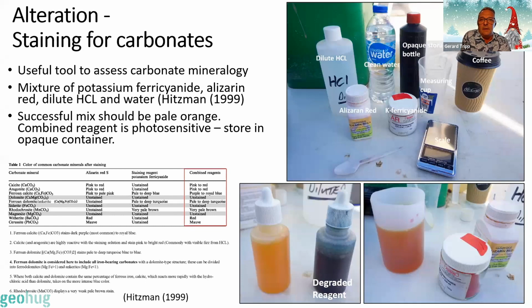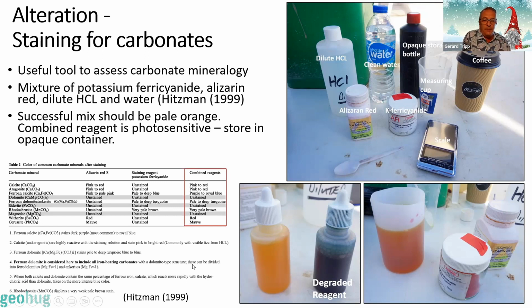Okay, so a couple of tricks for alteration. In greenstone environments or other areas where you've got a lot of carbonate, you can use this technique of staining to tell you what the species of carbonates are. It's a mixture of these chemicals here: potassium ferricyanide, alizarin red, and dilute HCl. You put a drop of this stuff onto the mineral, and it'll give you a bunch of colors that we can read off through here and work out where we're at.